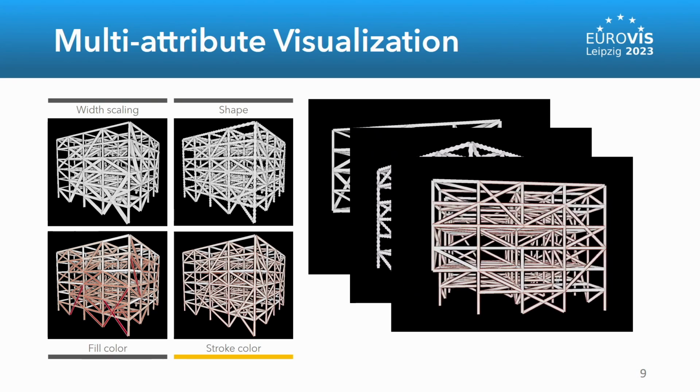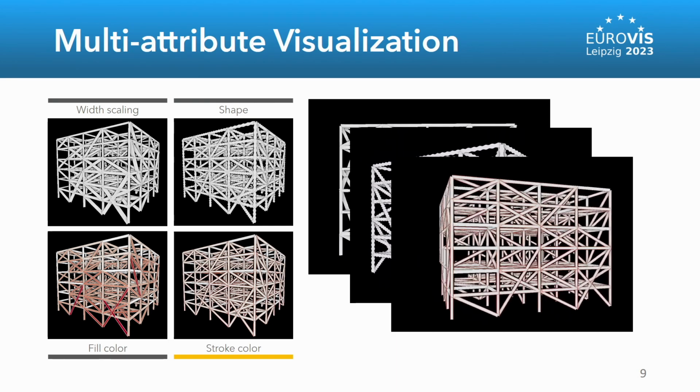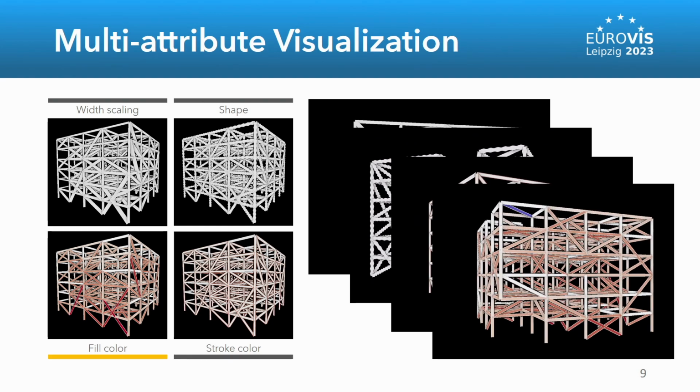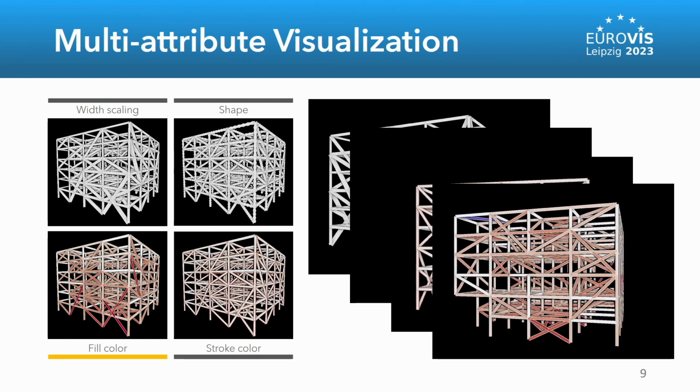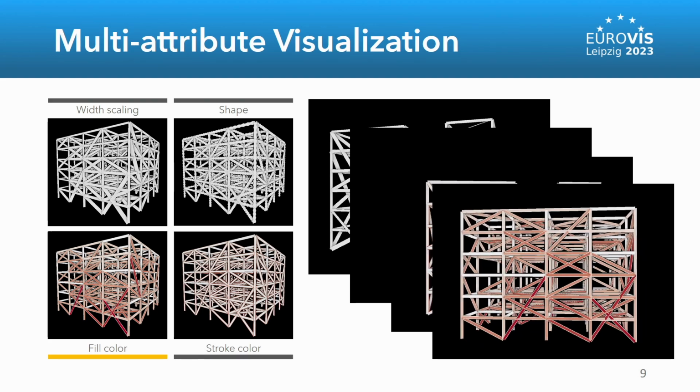For mapping values to color, we differentiate between two different mappings. Stroke color is limited to the border area of the elements as seen here. Fill color, on the other hand, is limited to the interior of elements. This allows us to provide two visual channels via color.